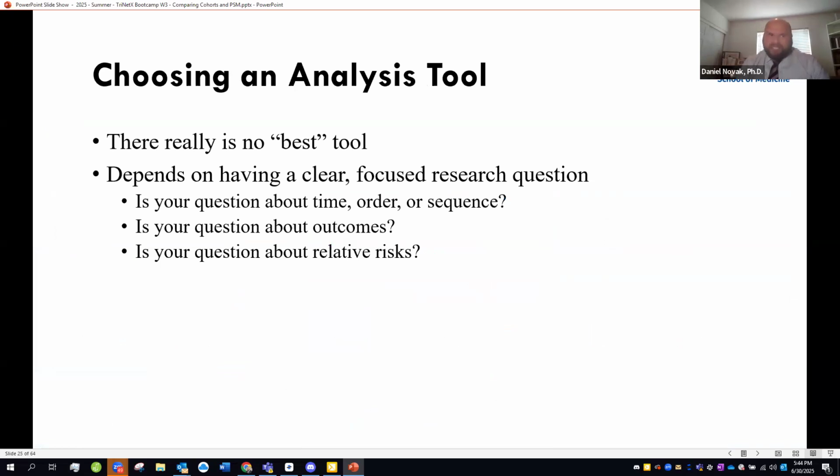There's really no best analysis tool, though. It depends on having your clear focused questions. Is your question about time, order, and sequence? Well, that's going to require one set. Is it about a specific relationship between different cohorts and their outcomes? Or is it a question about relative risks and who has a higher risk of having a particular disease or not?